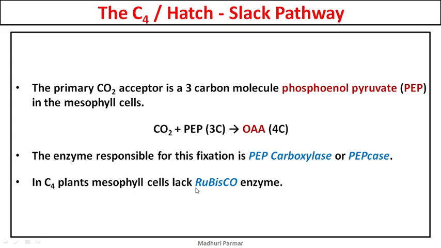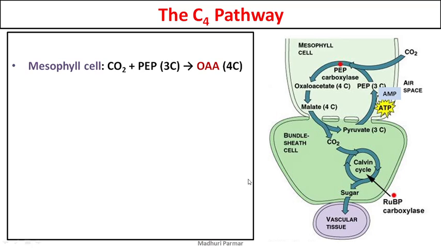Right. So ribulose bisphosphate carboxylase oxygenase can add oxygen also to ribulose bisphosphate. It can also add carbon dioxide. Hence the name. Okay, so let us study this pathway using this diagram. The outermost cell is the mesophyll cell. Then you have bundle sheath cell, and this is your vascular tissue.